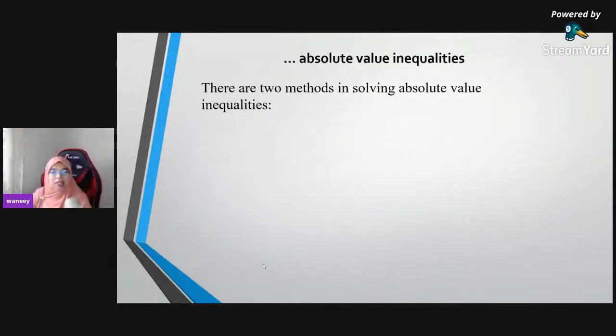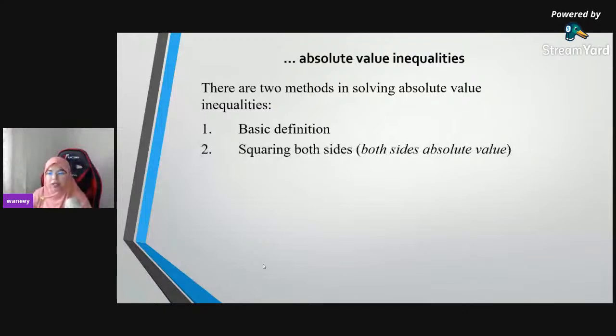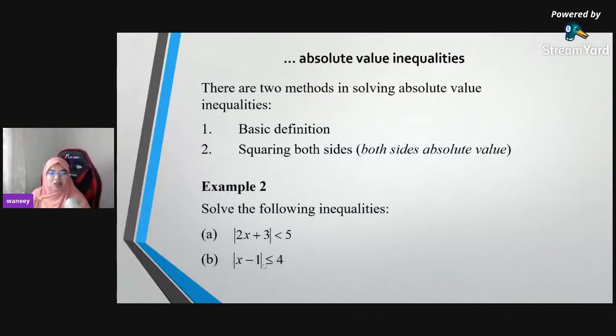Before that, let us see the two methods in solving absolute value inequalities first. So the same thing actually from equation, you have two methods. You can use basic definition or you can use squaring both sides. But normally I will say squaring both sides, you only use them if you have absolute value on both sides of the equation or both sides of the inequalities. So kalau ada kiri dengan kanan tu, baru kita pakai squaring both sides. Okay, so now solve the following inequalities. I think I will do A first and then you guys will do B.